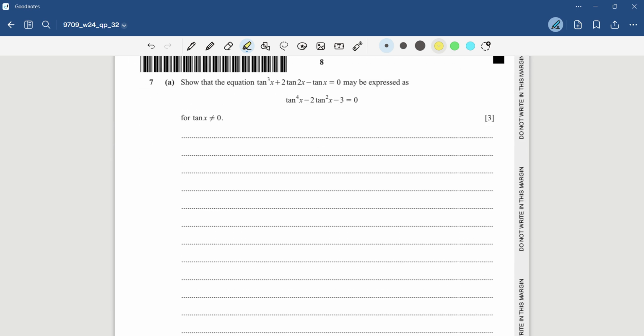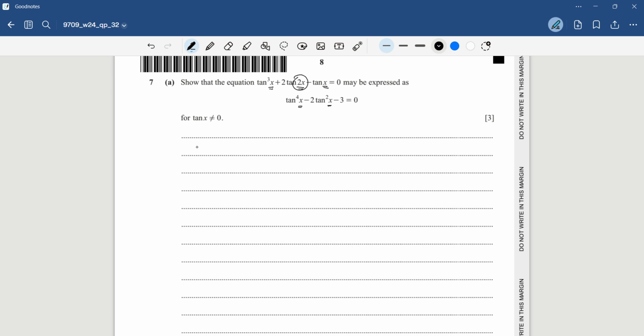Question number 7. Show that the equation tangent cube x to tangent x minus tangent x equal to 0, expressed as tangent power of 4 x minus 2 tangent x plus 3. For this, what I can see here is actually here it is x, here it is 2x, and here it is x, and my final answer is in terms of x. So what I do, I change this into x first.